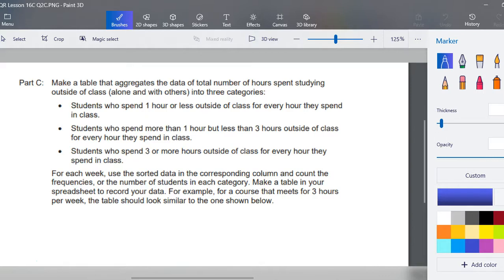They're asking us to sort it: 1 hour or less, and I didn't do it for every one, I just did a total right here where it says outside of class. Students who didn't spend 1 hour but less than 3, and then the students who spend more than 3. For each week, they're asking us to make a table, and a course that meets 3 hours per week should look similar to the one that is presented below.